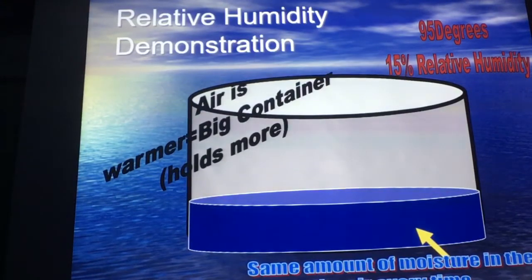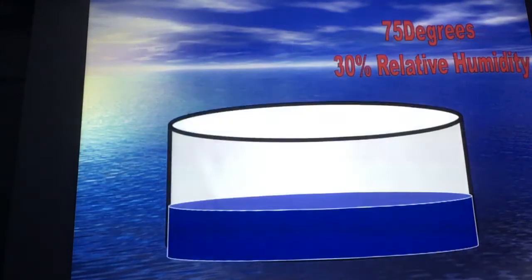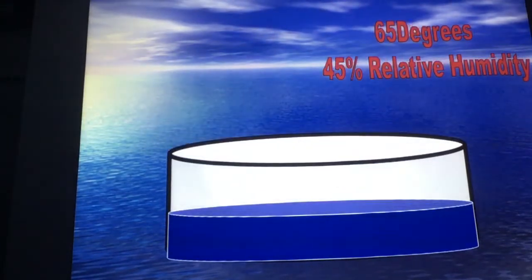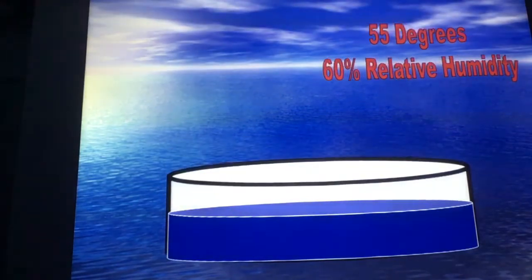In this case, we'll say that that big bucket represents 95 degrees at 15% relative humidity. So not very much moisture. But the moisture, if you'll notice, won't change. But warmer air represents a bigger bucket. Now all of a sudden it cools to 75 degrees. Now that percent relative humidity is higher. 65 degrees, 55 degrees. Notice the water amount isn't changing, but the percent relative to how big the container is now changing.